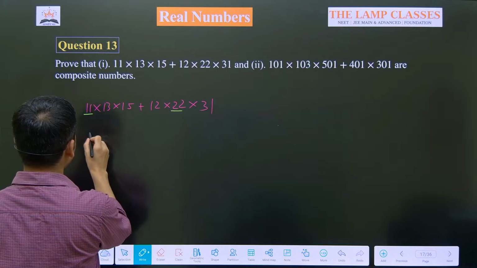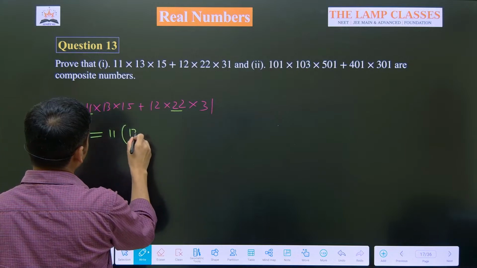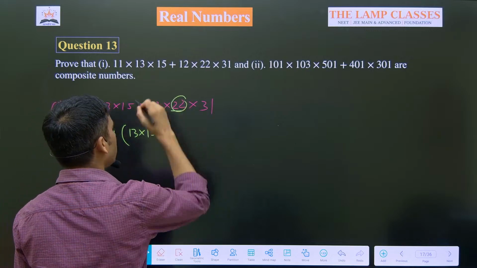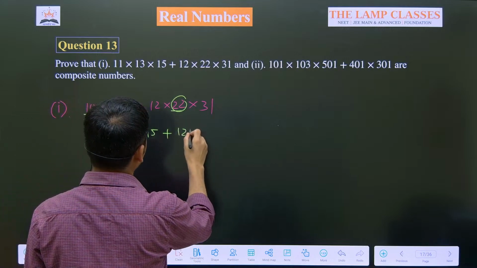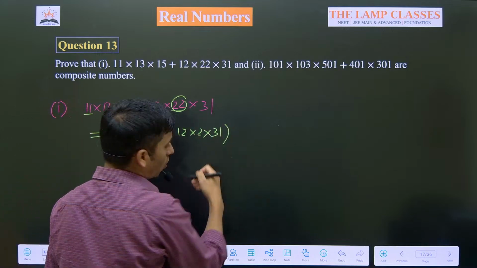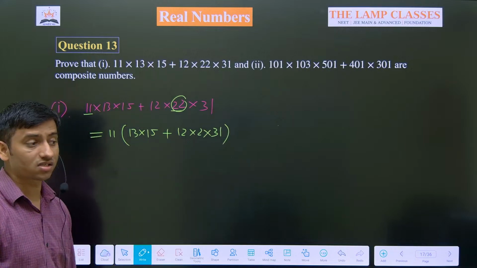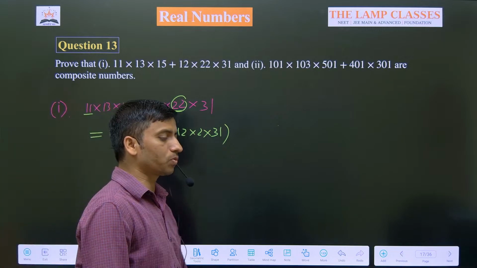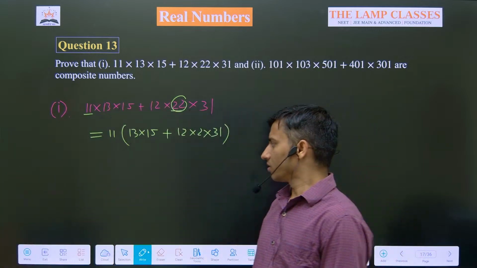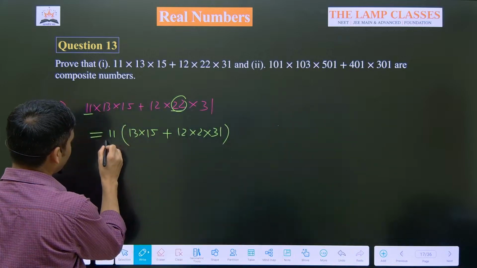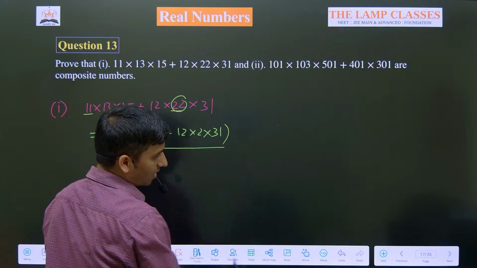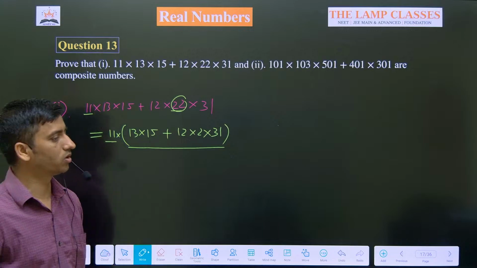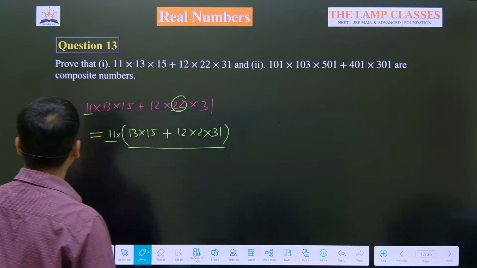We can take 11 common. So this is 11 times. If I have taken out 11, 13 into 15 is left, plus from 22, if you have taken 11 common, 2 is left. So it is 12 times 2 times 31. You don't have to do complete prime factorization to prove that it is a composite number, guys. You just have to show it as a product of at least two numbers. So here you can clearly see this number can be written as 11 into this number, right? And if any number is 11 and then another factor also, then it has to be composite, right? Why? Because it is a product of two natural numbers, right?